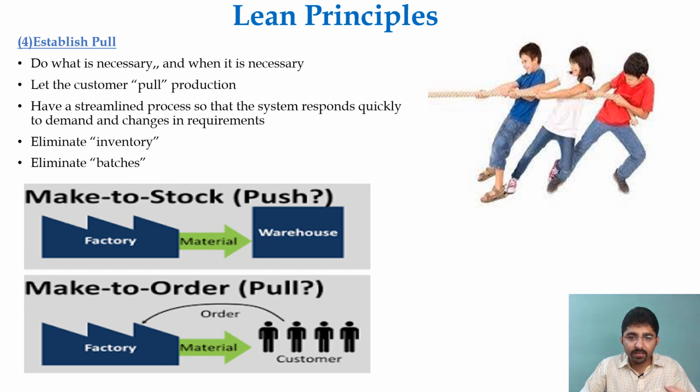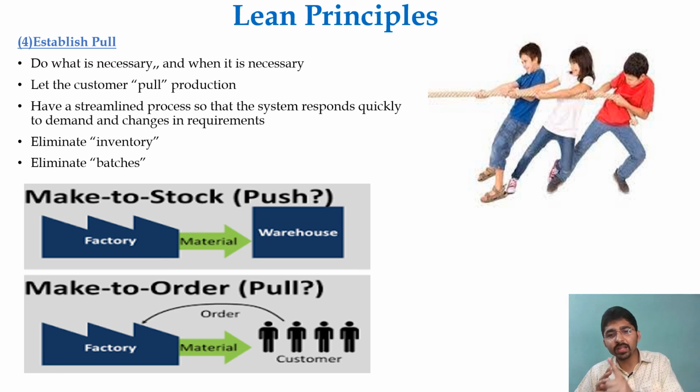The goods will remain as they are in my premises, or will be in the hands of the distributor or the dealer. They will not reach the customer's hand. But what happens in the second concept, the pull system? The customer gives us the requirement, and based on it, the manufacturer converts the raw material into a certain amount of product. What does it mean? Do what is necessary and when it is necessary.